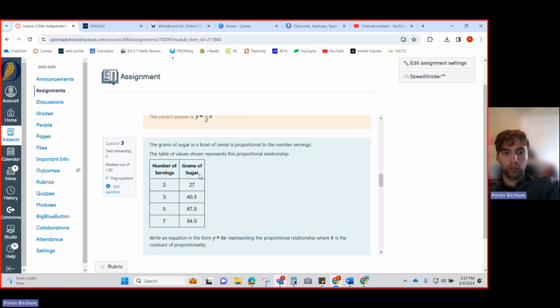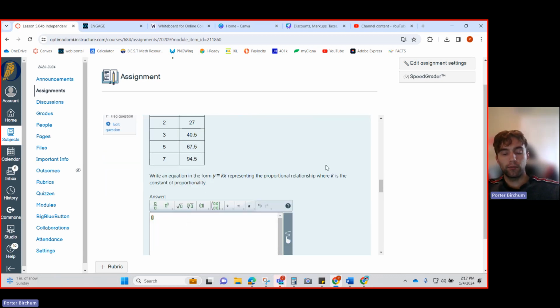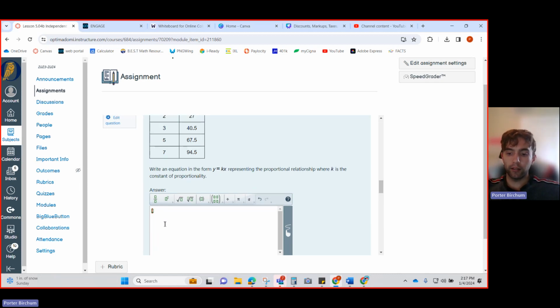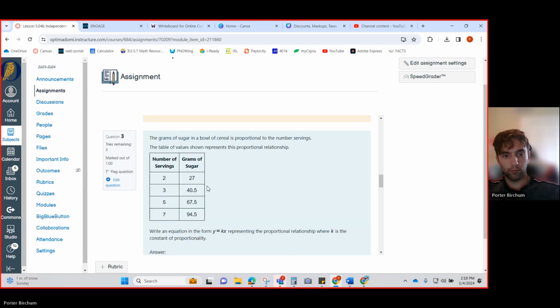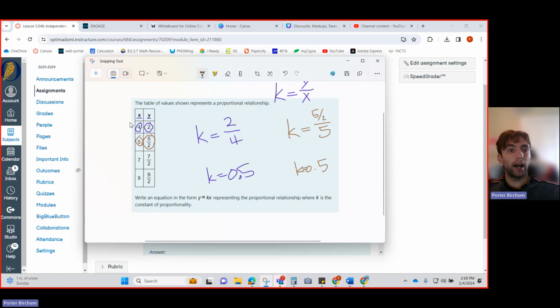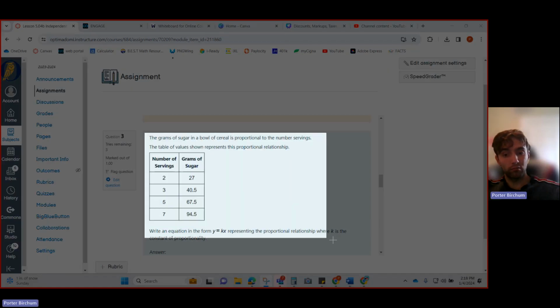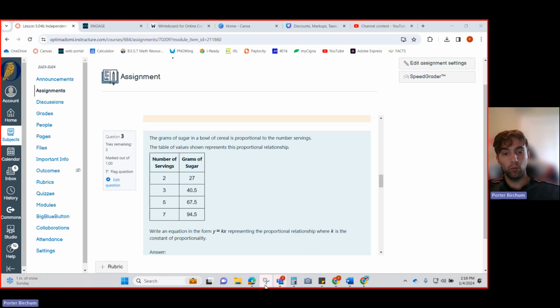Question 3. The grams of sugar in a bowl of cereal is proportional to the number of servings. The table of values shown represents this proportional relationship. Here are the servings, here are the sugar. Write an equation in the form y equals kx, representing the proportional relationship where k is the constant of proportionality. So for this problem, I need to find k, the constant of proportionality, and I need to write my answer in equation form. And then I will replace k with the constant of proportionality when I find it.